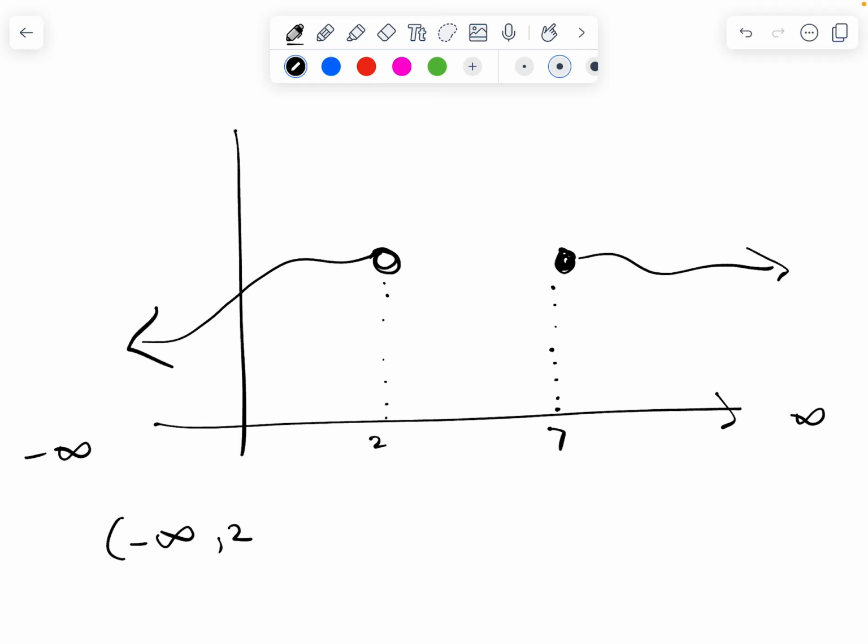Now 2 is an open circle. It's not filled in, so it gets a rounded parenthesis. Now on this part, you have 7 all the way to infinity, and this gets a square bracket. Infinity will always get the rounded parenthesis. Now the way you join those two sets together is with a great big U, union. So we combine those two sets. So this is how you would write it.